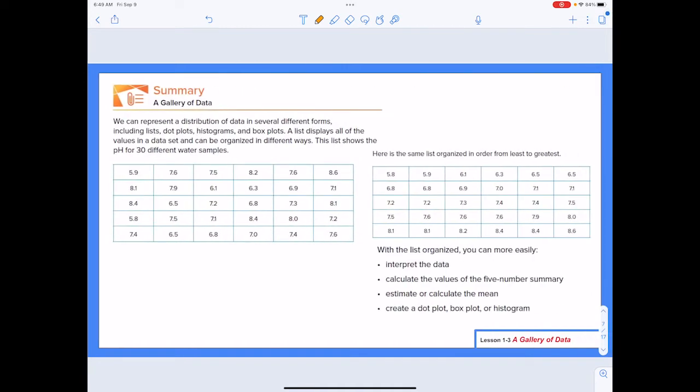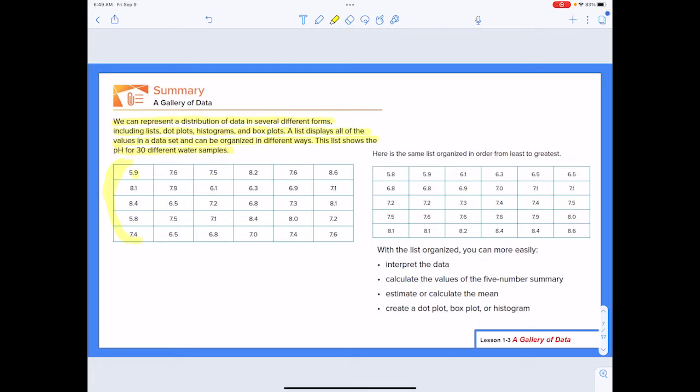Okay, moving on. So in summary, we can represent a distribution of data in several different forms, including lists, dot plots, histograms, and box plots. A list displays all of the values in a data set and can be organized in different ways. This list shows the pH for 30 different water samples. So we can see what the pH level was in a bunch of water samples.